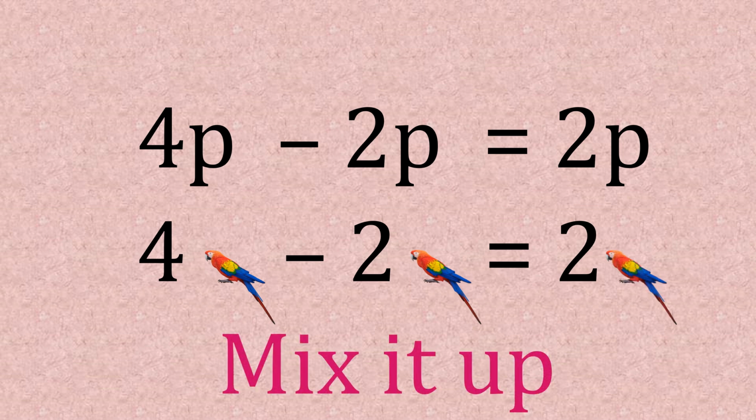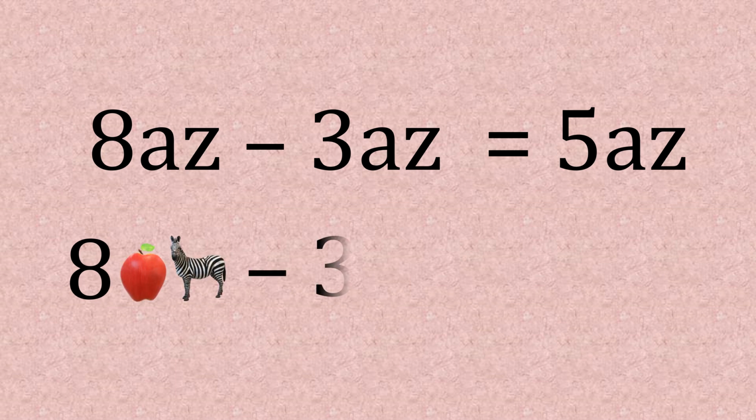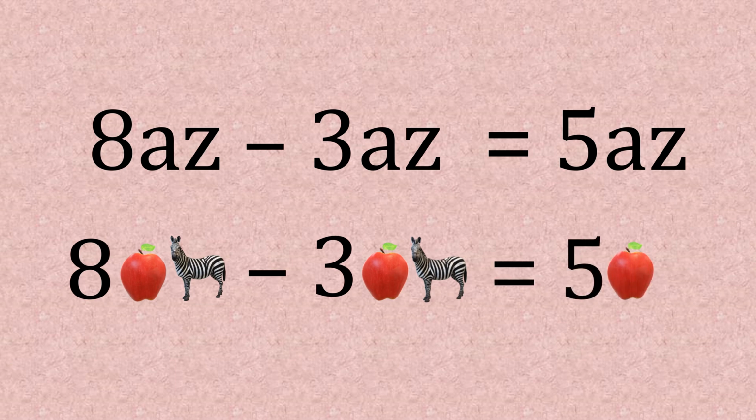Now we're going to mix it up a bit. Let's have a look. Don't panic. 8AZ minus 3AZ equals 5AZ. So that is 8 apples and zebras minus 3 apple and zebras equals 5 apple zebras. Simple.